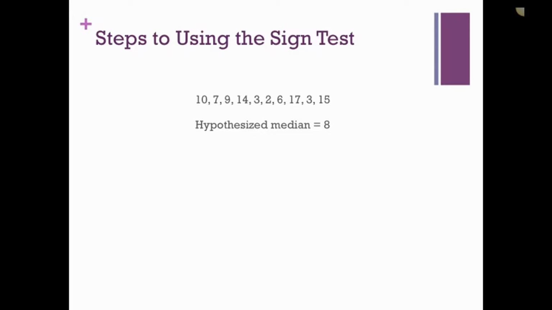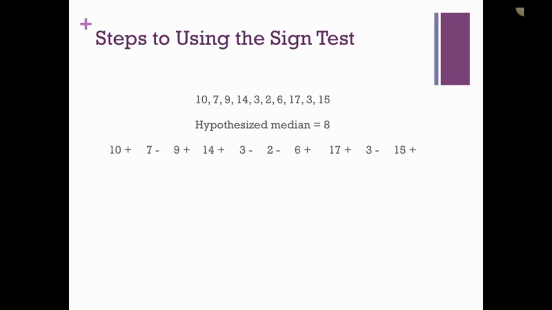So, for example, if we have this sample of data and we have hypothesized that our median for this sample is 8, we're going to go through our sample and assign each value a plus or a minus sign based on where it falls in the number line in comparison to the number 8. So, for example, the number 10 will be assigned a positive sign. The number -7 will be assigned a negative sign, and so on and so forth throughout the sample of data.